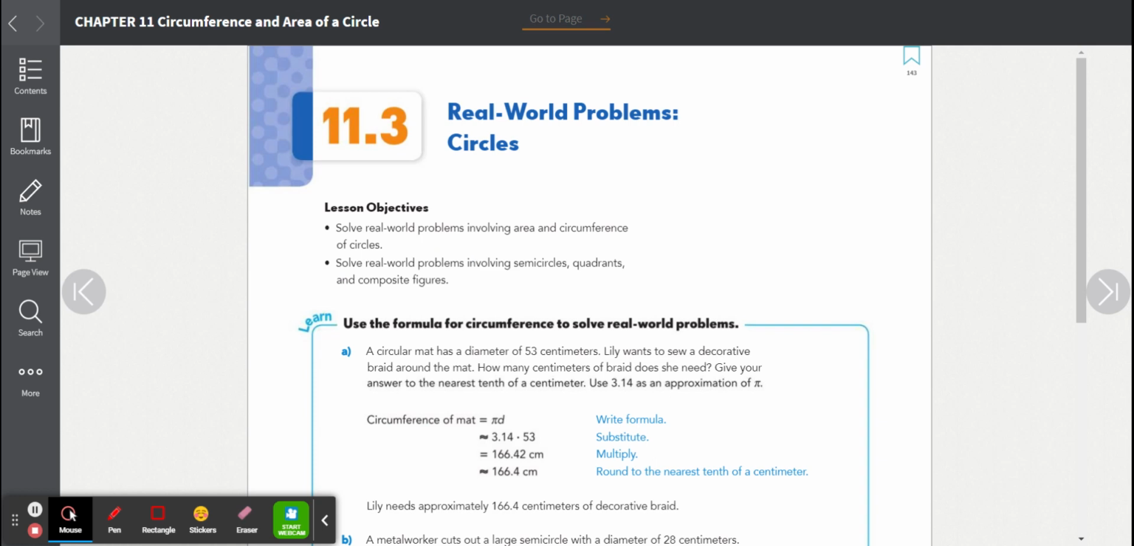So we are working on real world problems with circles. We're going to use the formula for circumference to solve real world problems. We have a circular mat with a diameter of 53 centimeters. Lily wants to sew a decorative braid around the mat. How many centimeters of braid does she need? Give me your answer to the nearest tenth of a centimeter. Use 3.14 as an approximation of pi.